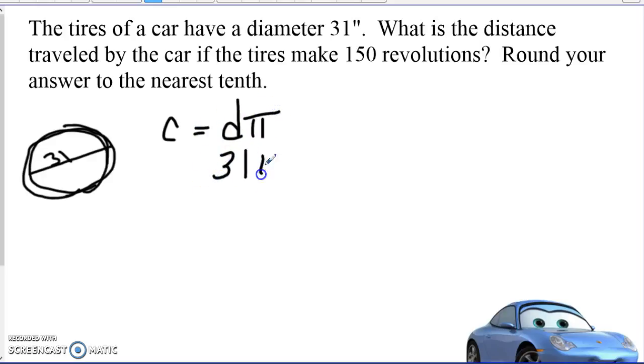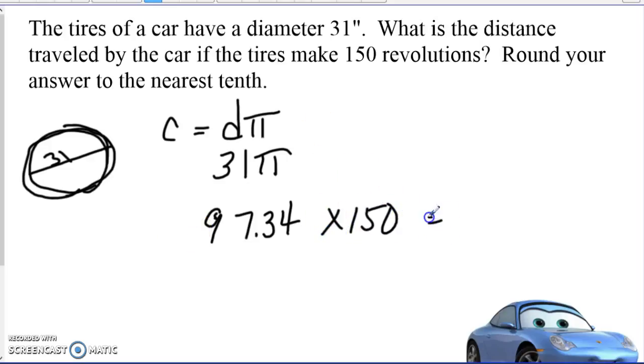So 31 pi, and this is all exact, so go ahead and do that. I'm sorry, this is all approximate, so we're rounding. So 1 revolution around a tire is 97.34. If it makes 150 revolutions, then I'm multiplying that number times 150. So it's 14,601 inches.